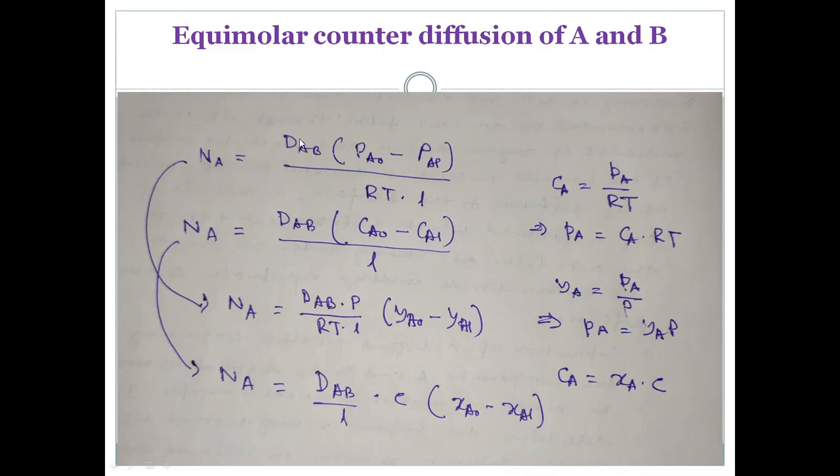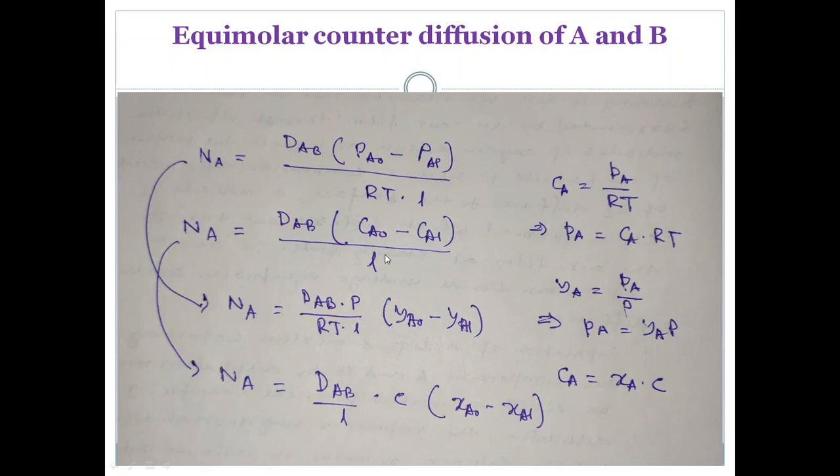So this is my Na equal to DAB into Pa0 minus PaL by RTL. Now Ca equal to Pa by RT, so I can write Pa equal to CRT. So Pa0 is Ca0 RT, PL is CL RT, and this RT will cancel out, and this will be my flux in molar terms. This will be for gas phase, and this will be for both gas phase and liquid phase.